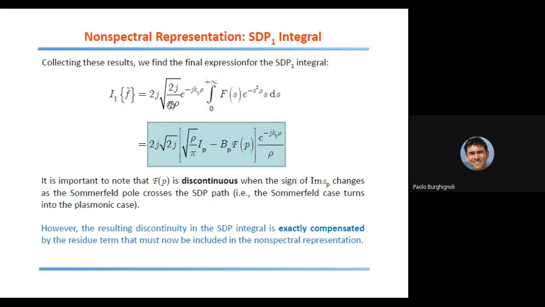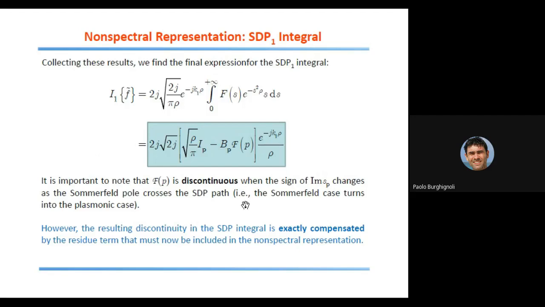Okay, so collecting all these results, the final expression for the steepest descent path integral around k1 is this one, where you can see there is the contribution of the integral IP, which can be evaluated numerically, and there is the closed form contribution of the compensating integral. The latter contribution is discontinuous when the sign of the imaginary part of SP changes, because this means that the Sommerfeld pole crosses the steepest descent path.